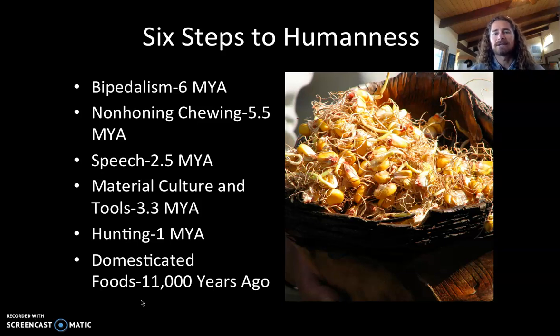Homo erectus starts hunting because they start to crave red meat. In fact, some theories have them spreading around Europe and Asia because they are hunters. And again, this is just a theory. We don't have a time machine, unfortunately. Domesticated foods at 11,000 years ago. This happened, by the way. Domesticated foods 11,000 years ago.